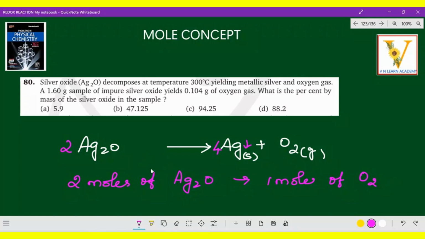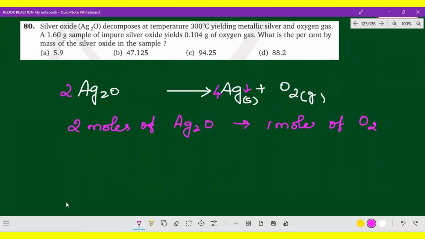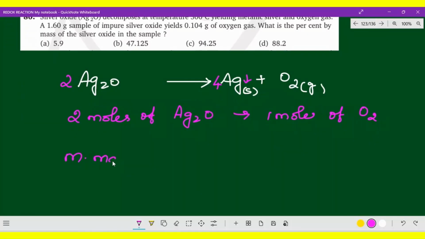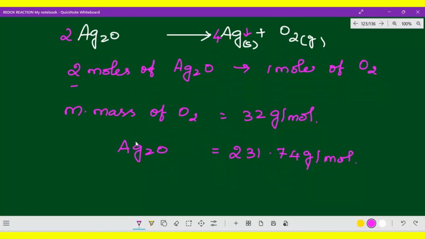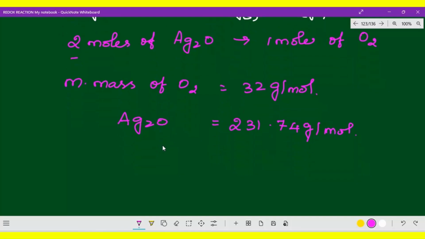Now here we have to identify all the molar masses so that it will be easy to identify the answer. So the molar mass of oxygen is very simple, 32 gram per mole. In the same way, for Ag2O, Ag is 108, oxygen is 16, and here 2 into 108 plus 16, so you will get 231.74 gram per mole. Actually 108 also we can keep, or I just mentioned 107.87. I hope you got that idea.